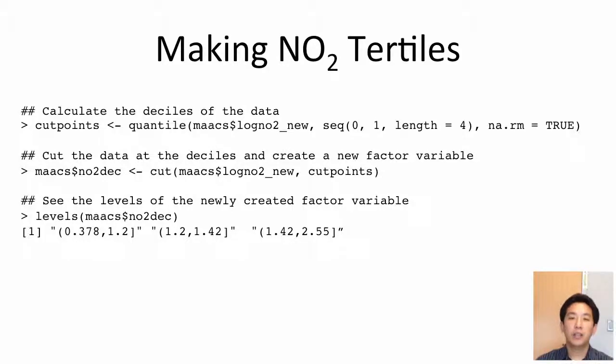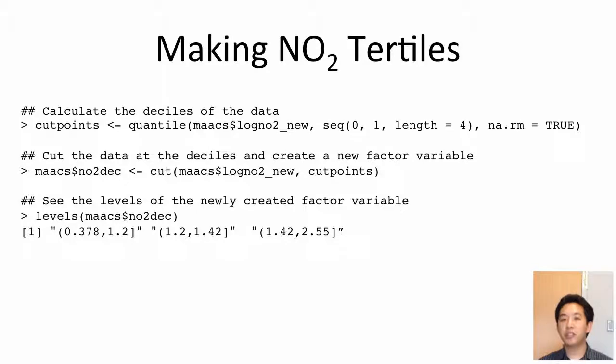So here's some code to split NO2 into tertiles. So this is going to be 3 separate categories, between the minimum and the 33rd percentile, the 33rd to the 66th, then the 66th to the maximum. And so the first thing I need to do is to use the quantile function to figure out where in the data the 33rd and the 66th percentiles are. Then once I've used the quantile function to find these cut points, I pass that to the cut function, and I use the cut function to actually cut NO2 into these 3 different ranges.